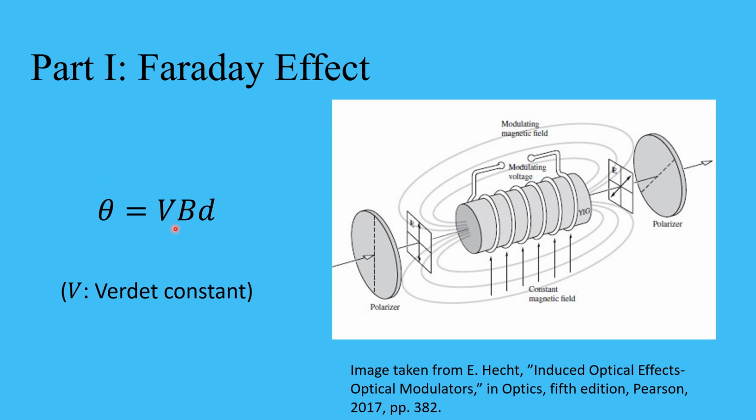This V is a constant called Verdet constant. B is the magnetic flux density, and d is the length of this magnetic field. This constant is important because it depends on the medium in which the light travels through. It can be air, it can be water, it can be some types of glass, etc.